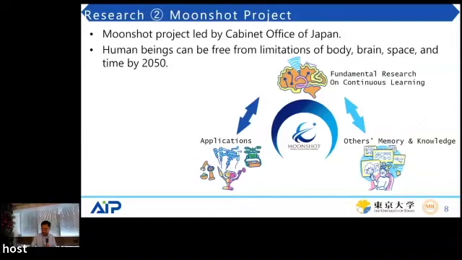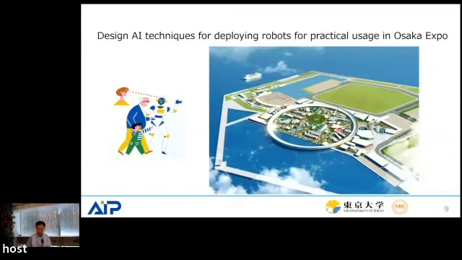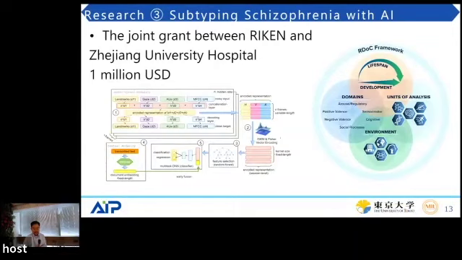Another is that I'm participating in the Moonshot project. This is a national project which hopes to help human beings be free from the limitations of body, brain, space, and time by 2050. It's a long time. So basically, what we are doing is designing AI techniques to develop robots for the brain, the heart, and the eye. The third one is the one I personally like most. Thanks to the support of RIKEN, I'm now in charge of a joint grant between RIKEN and a Chinese hospital on schizophrenia subtyping. This costs about $1 million. We try to do super early diagnosis and subtyping of different kinds of schizophrenia, and this is exactly the reason why I can finally use my license as a therapist.